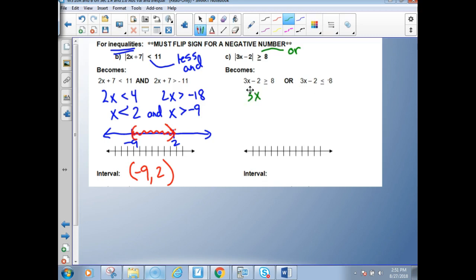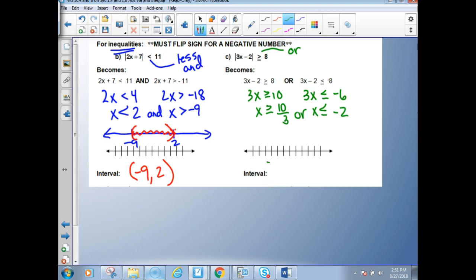We would add 2, and that gives us 10, and then we would divide by 3, so we'd get x is greater than or equal to 10/3. The other inequality, 3x is less than or equal to, adding 2 gives us -6, dividing by 3, x is less than or equal to -2. Now this is an or, so it's greater than 10/3, which is about 3 1/3, or it's less than -2.